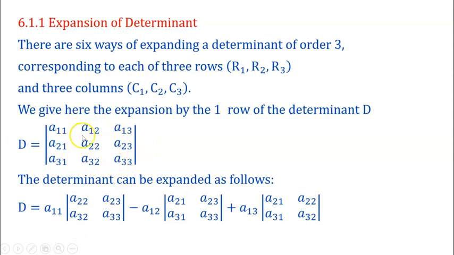Next, this middle element is minus A12. Again, eliminate the elements below this A12 and the elements in the first row. Then you will get here A21, A23, A31, A33. And the last, plus A13. Again, eliminate these elements and these. Then you will get A21, A22, A31, A32. In this way, and then evaluate it.